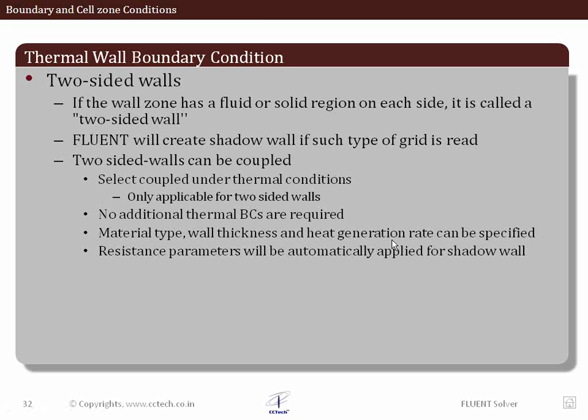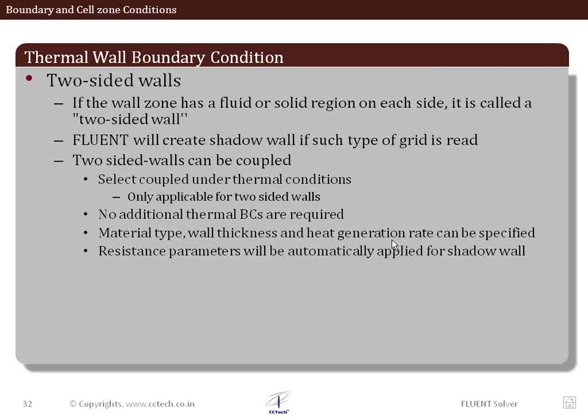Two-sided walls are the other class of problems which we often encounter. It can be a case that we have a wall zone on which both sides, either there is a fluid domain or a solid domain and a fluid domain. In such cases there is a wall which is being shared by two different cell zones. So in such situations Fluent automatically creates a shadow wall zone when you include that mesh into your domain.